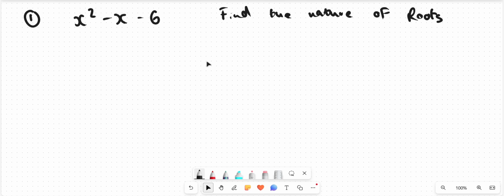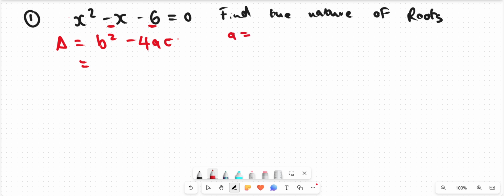Alrighty, so for example 1, we're given this quadratic equation equal to 0, and we are asked to find the nature of these roots. So again, they want us to tell them if it's real or non-real, if it's rational or irrational, or if it's equal or non-equal, right? So what we do is we find our discriminant first, which is b squared minus 4ac. Let's find what that discriminant is. Remember, this is my a value, that's my b value, and that's my c value. So a is equal to 1, b is equal to -1, and c is equal to -6.